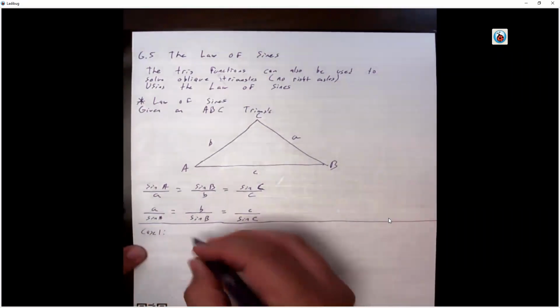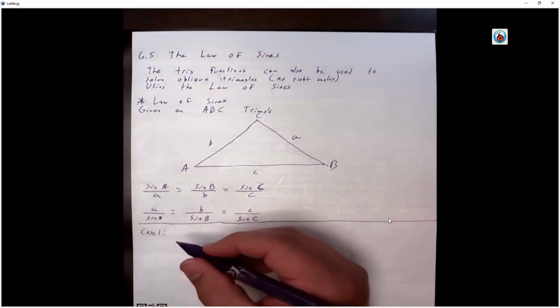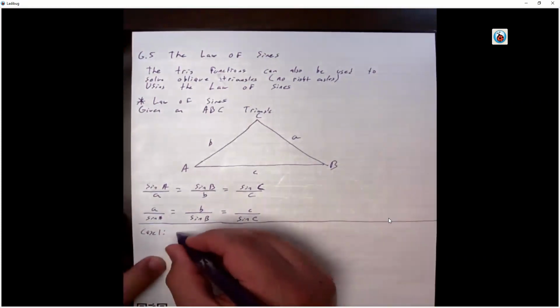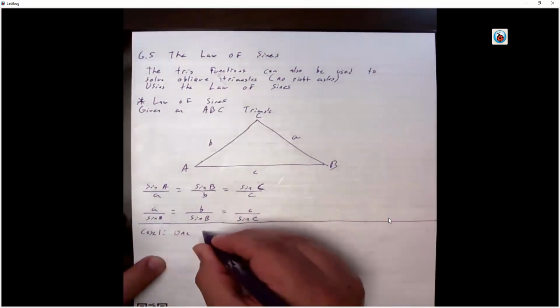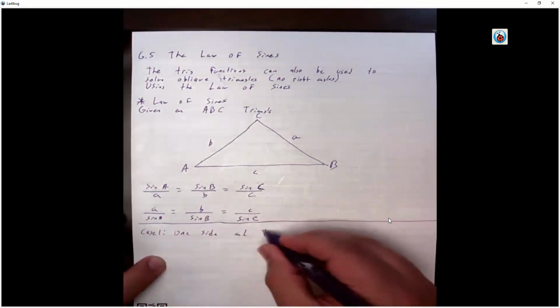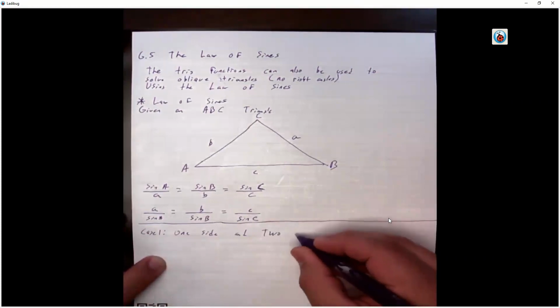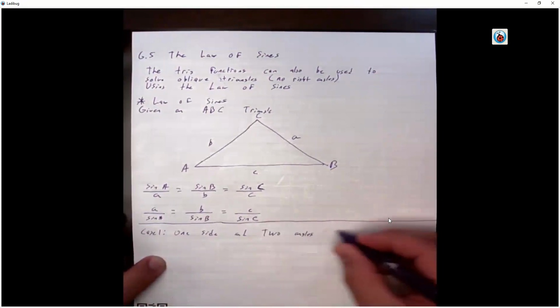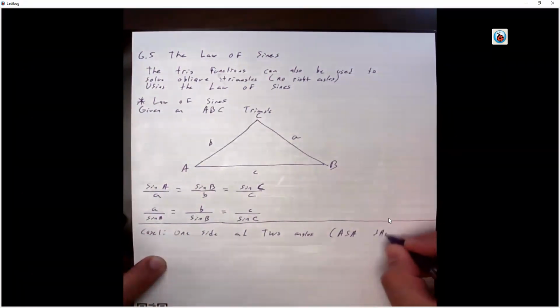Case 1. So these are the 4 cases for solving triangles. You're only going to do case 1 and case 2 for law of sines. So you need to have one side and 2 angles. We call these angle side angle or side angle angle.